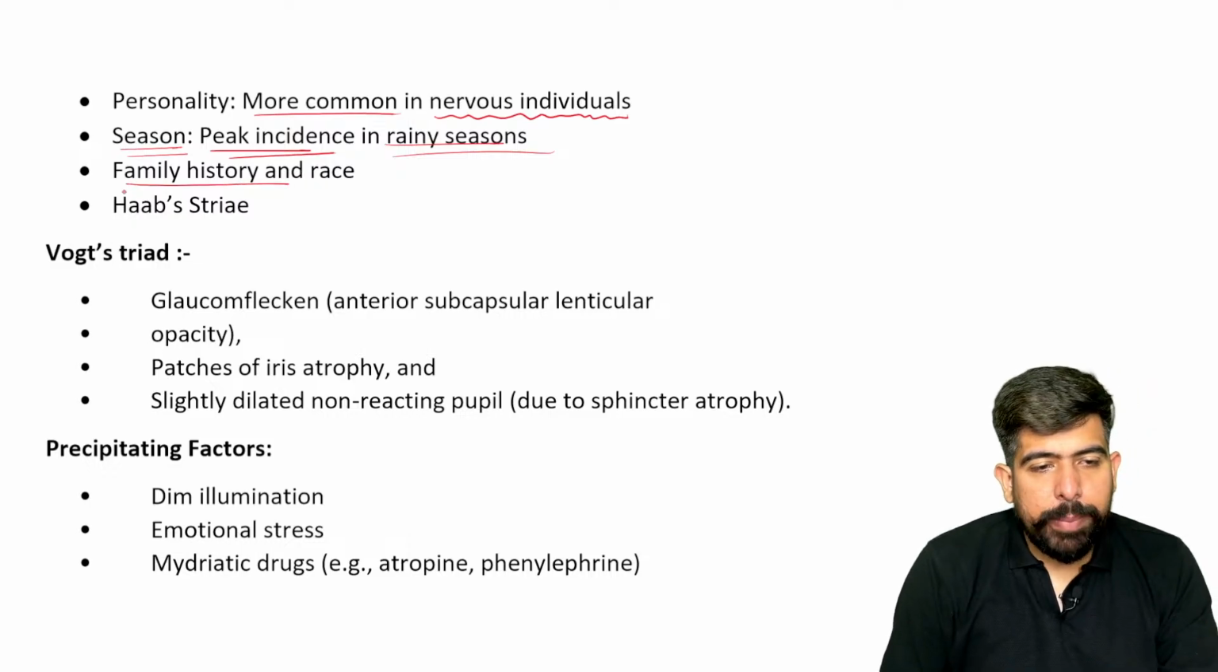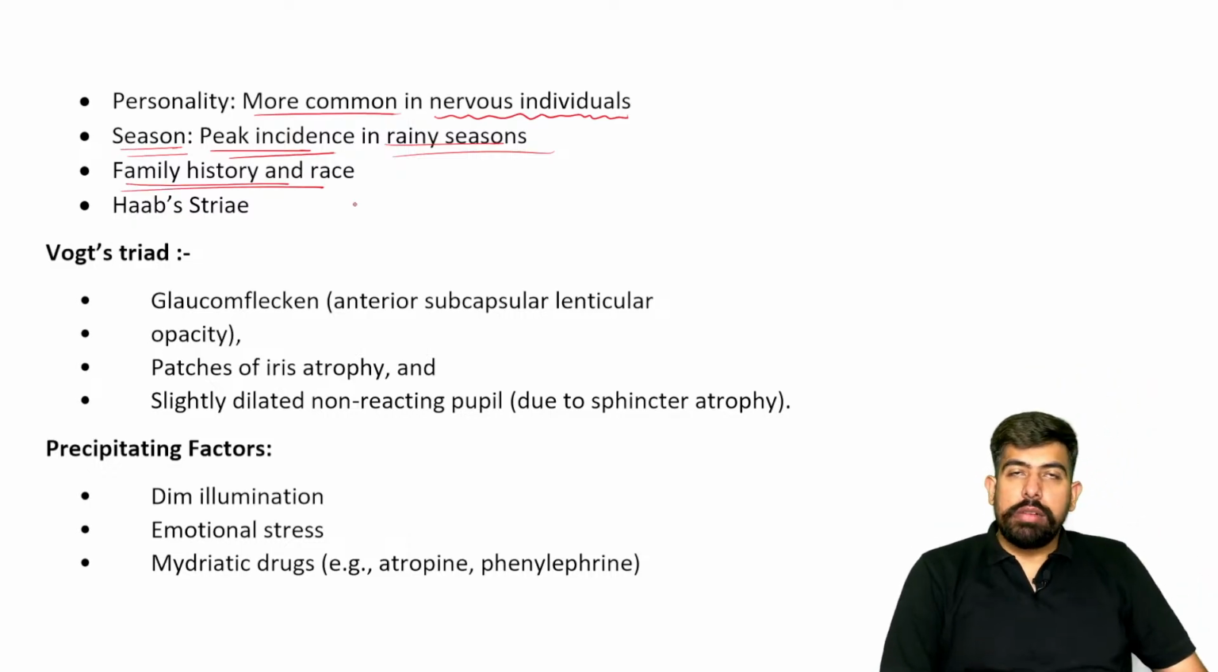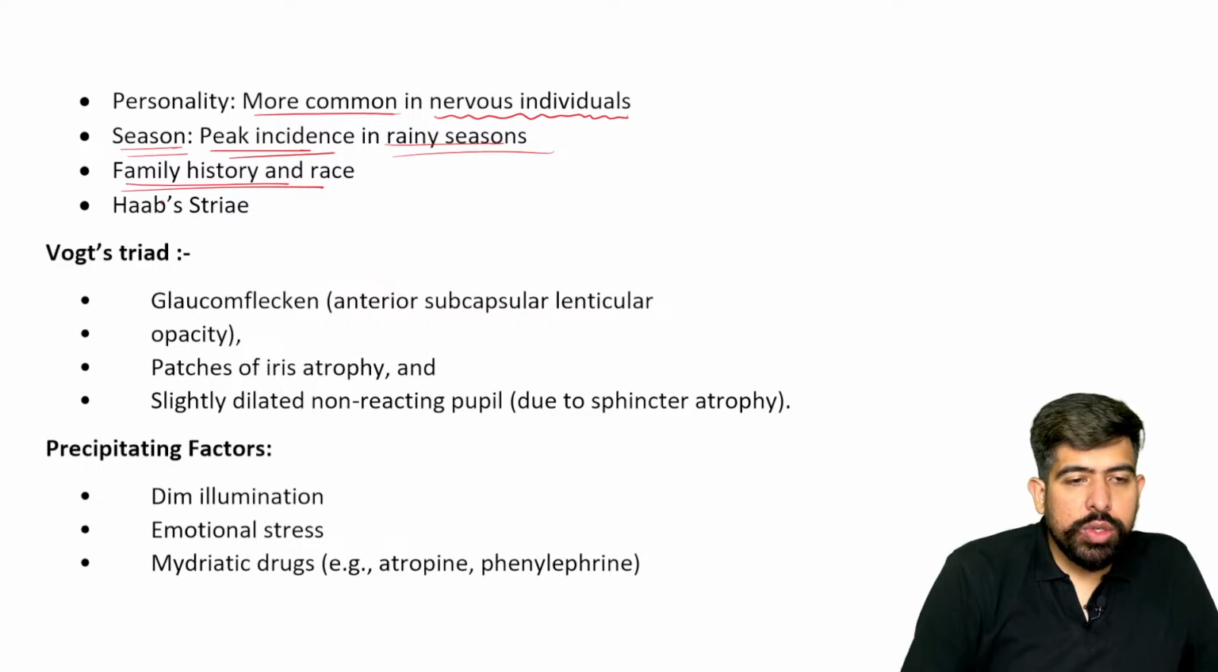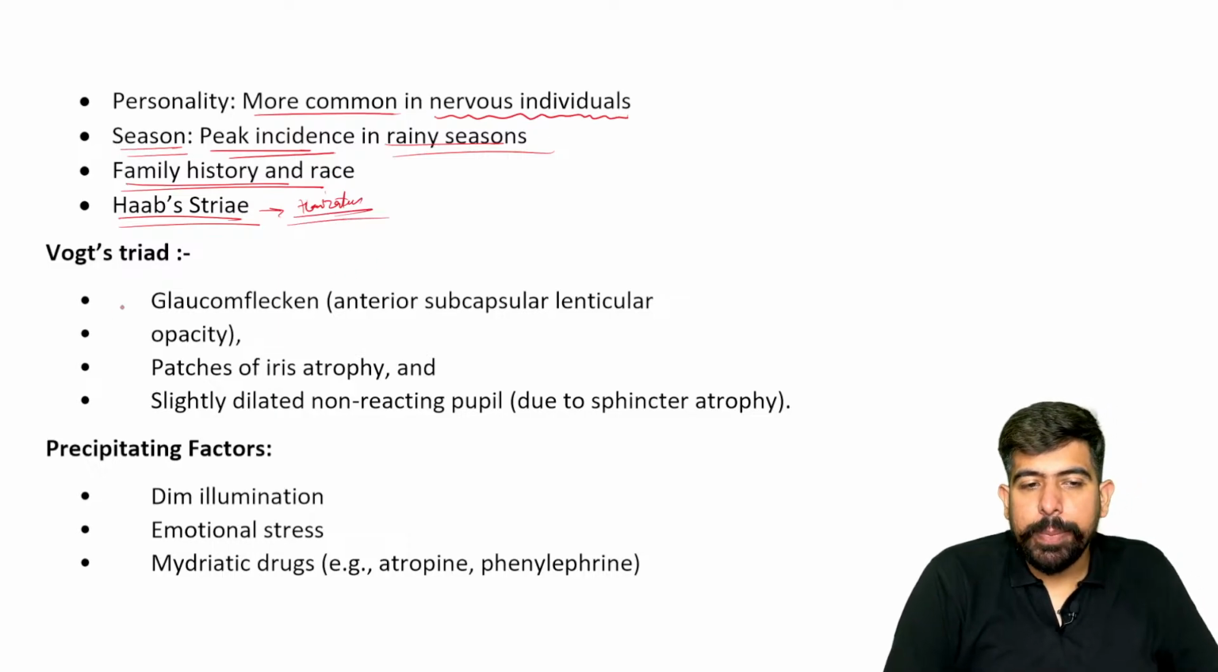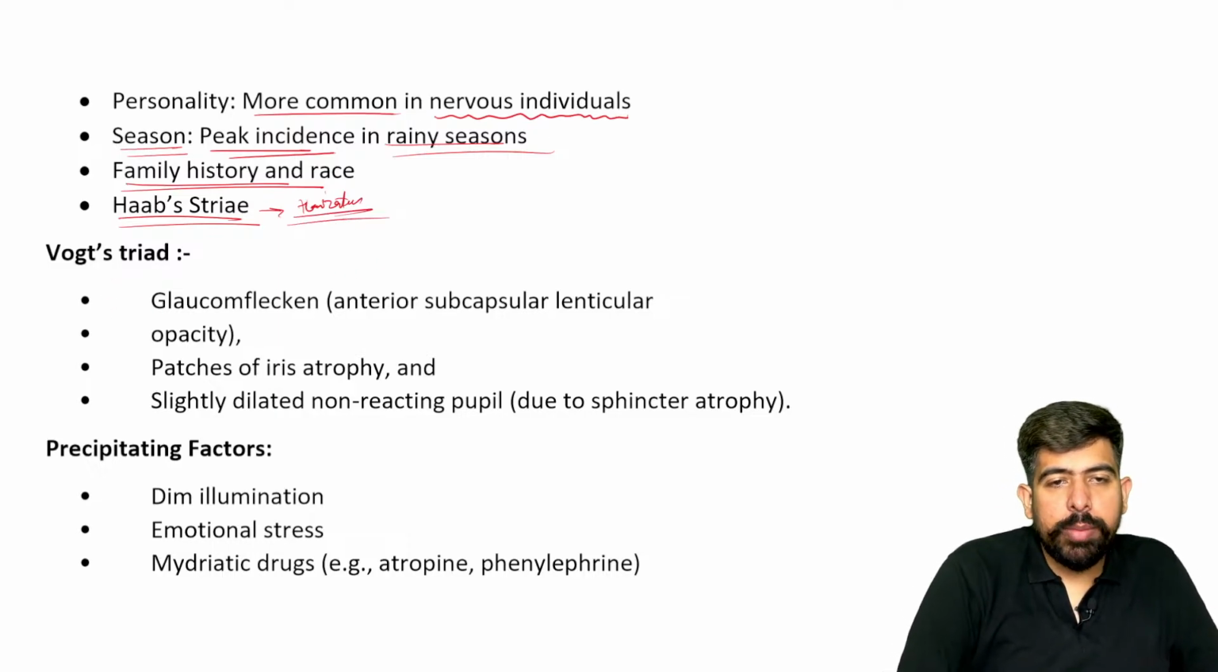Also, there is a family history and race is participating over there. Also, we talked about the horizontal stria, right? Horizontal stretch marks are there, right? Now, we are talking about the next.